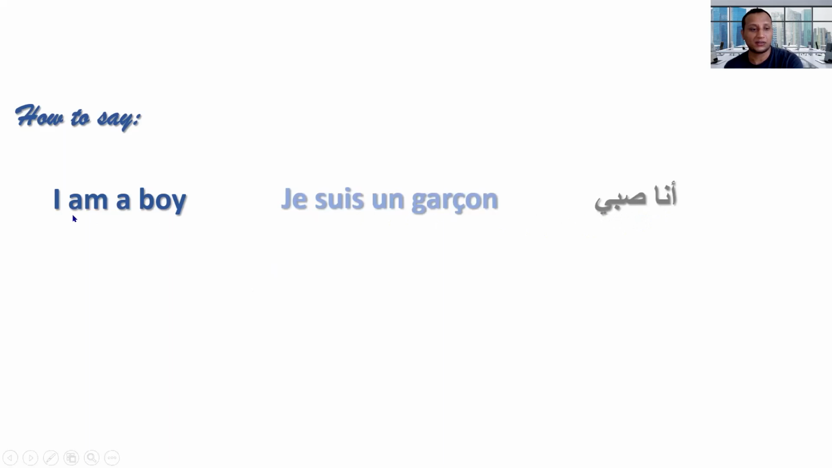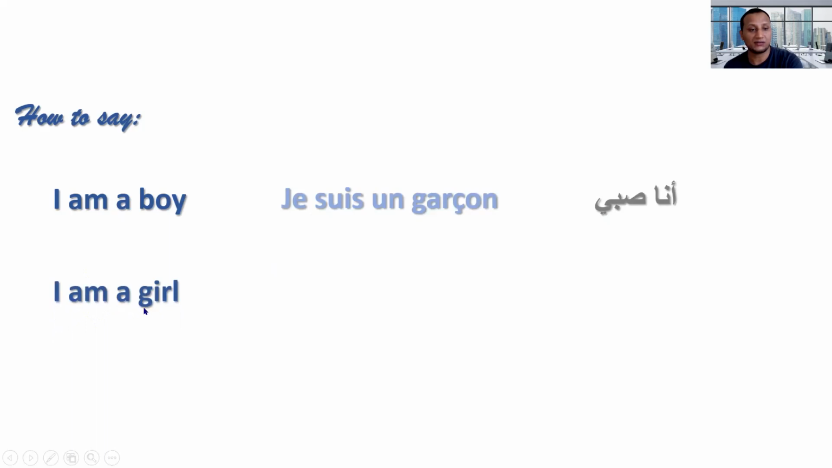Check this example carefully. I'm a boy. Je suis un garçon. أنا صبي. We studied un garçon, a boy. I am, je suis. You're gonna start this. Next. I am a girl. Je suis.